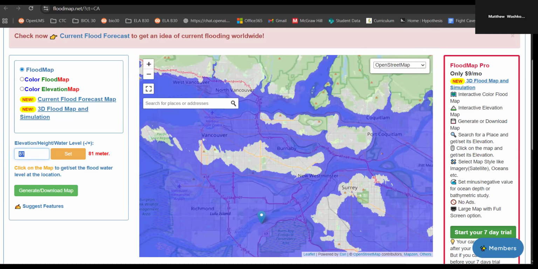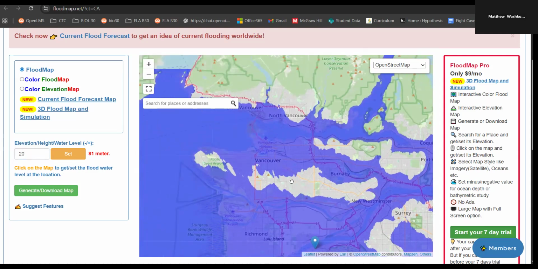You know, let's be really conservative here. I want you to think of a number, and by all means, go to this website and do this. I'm going to go 25%. What happens if it's just a quarter of that? So 20 meters. What happens to Vancouver?